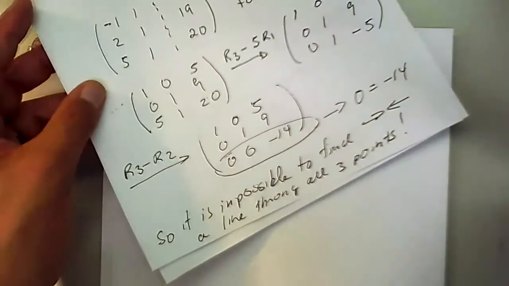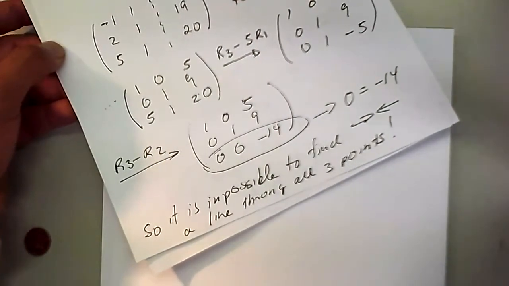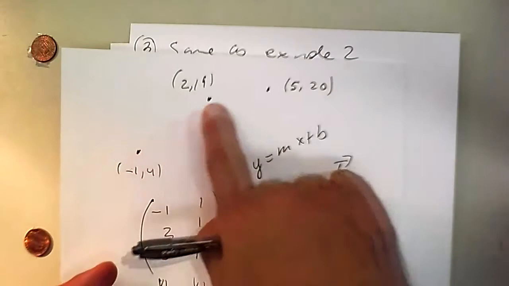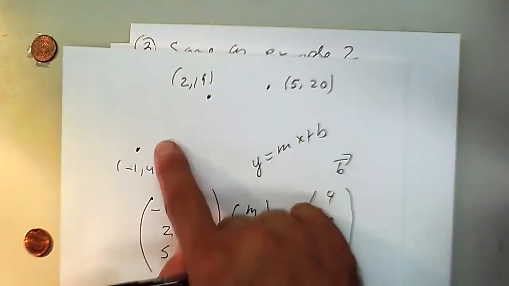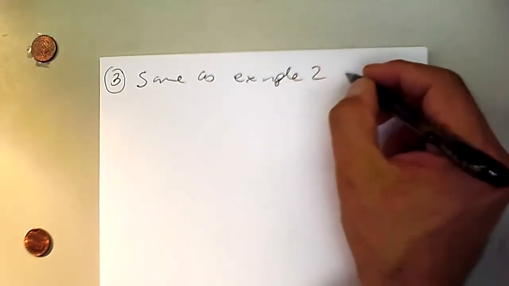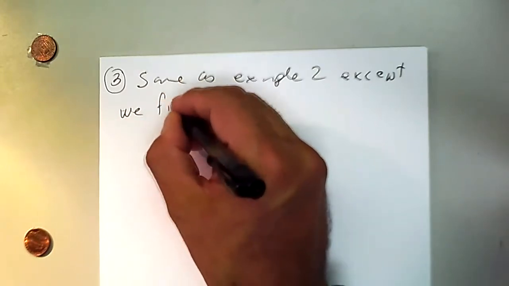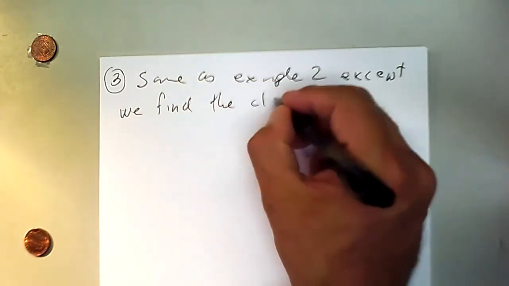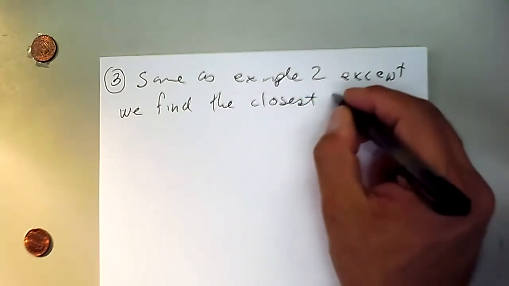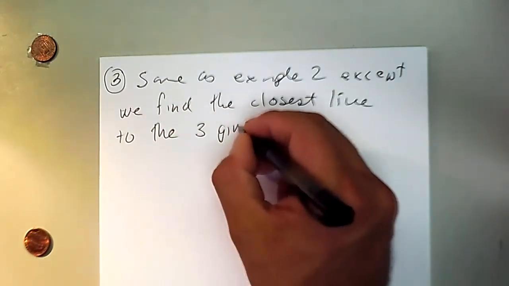A line through 3 points, if they line up nicely, no problem. But if they don't line up nicely, as is the case here, those 3 points are not in a perfect straight line, then it is impossible. So in example 3, we're going to do the same as example 2, except we find the closest line to the 3 given points.